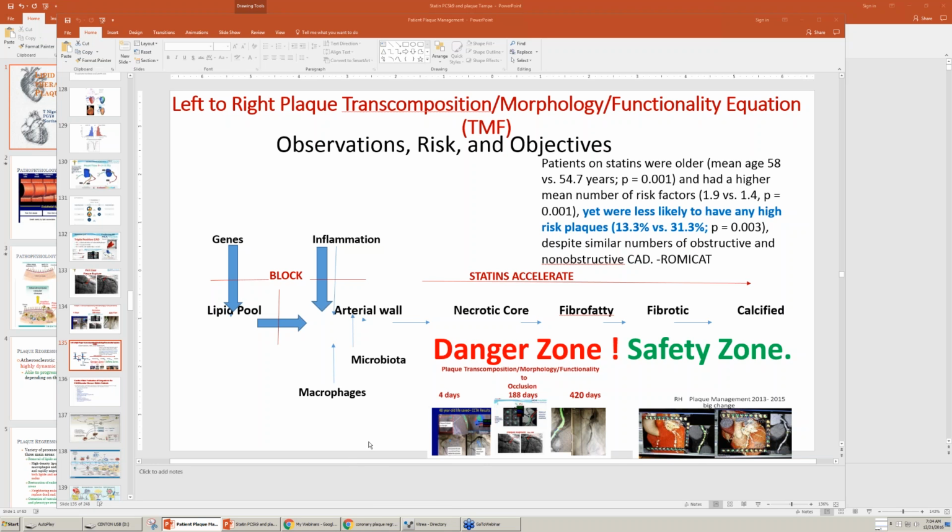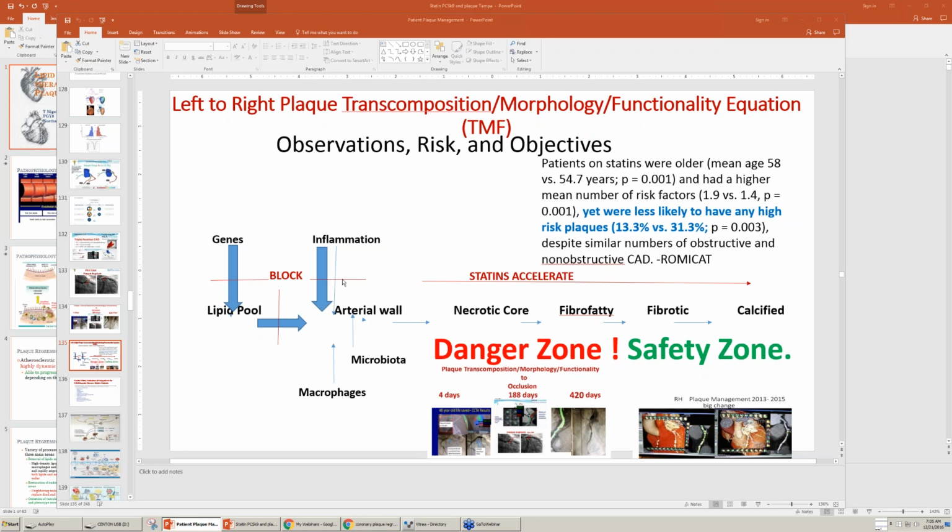I was going to say a few words first about plaque progression. And actually, I like to call it something different. I like to call it plaque transcomposition, morphology, and functionality. And the equation for me has always gone from left to right. And so we've got genes and lipid pool. We've got macrophages, microbiota, but you'll find out more about that from Stanley Hazen from Cleveland Clinic when he comes here on May the 12th.